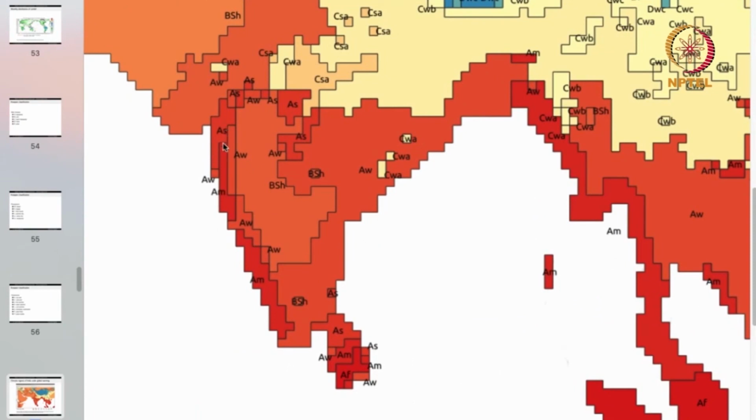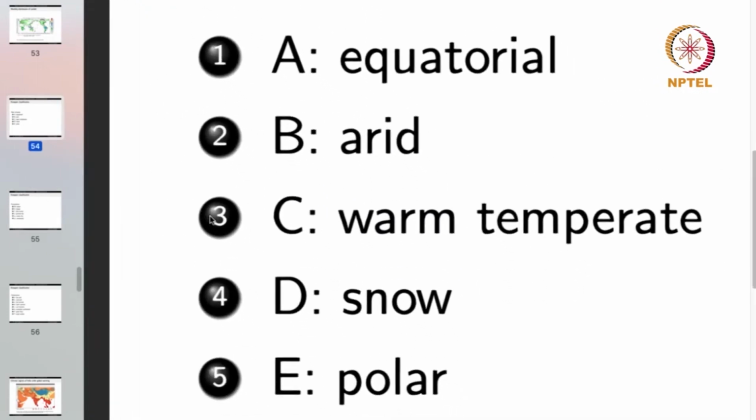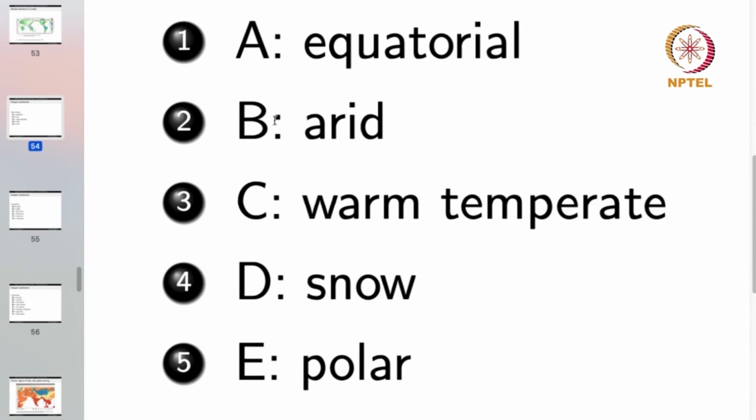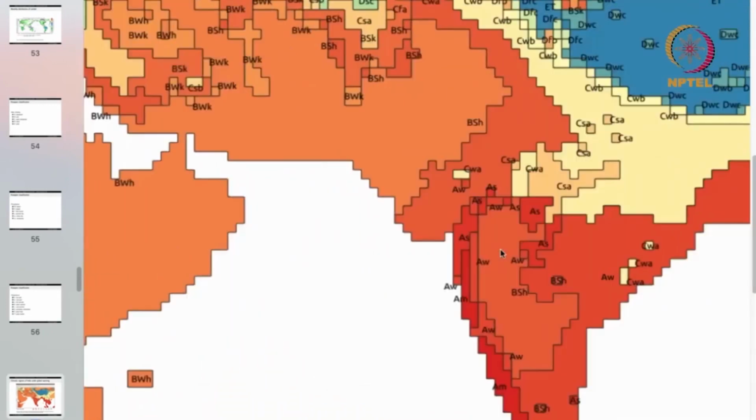So in this case, what we are observing is that some parts are having equatorial climates, some parts are having drier climates. So you have drier climates in the case of our Thar desert and also certain portions of the peninsula. Now these portions are on the leeward side because of the Western Ghats, and so they receive lesser amount of rainfall.